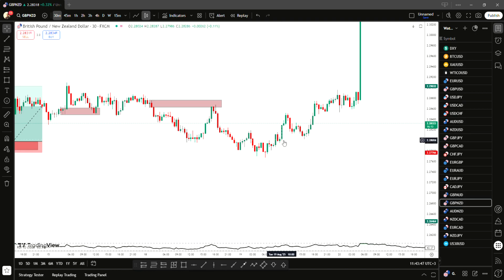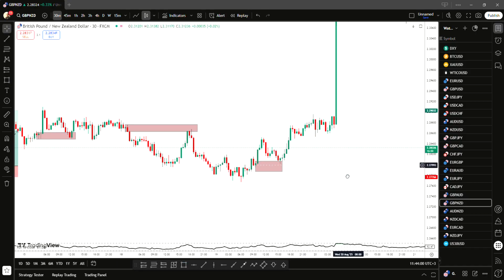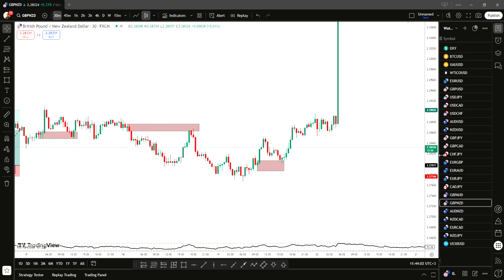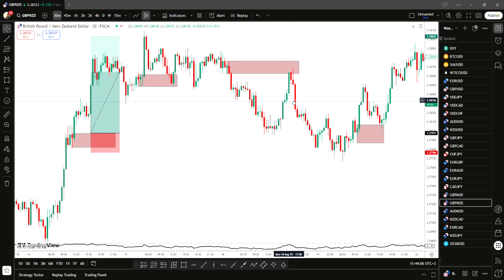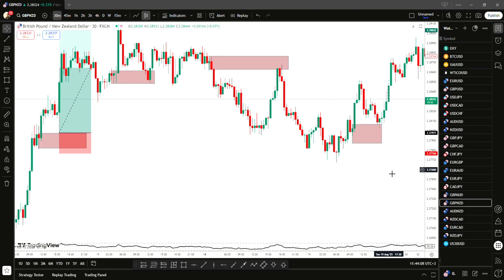This is a rally, a base, a rally, breaking the previous structure with a demand zone here. So just come, mark your zone, mark your demand zone very well, and look at the move from that area, guys. Look at the move from that demand zone. I think there it makes sense.